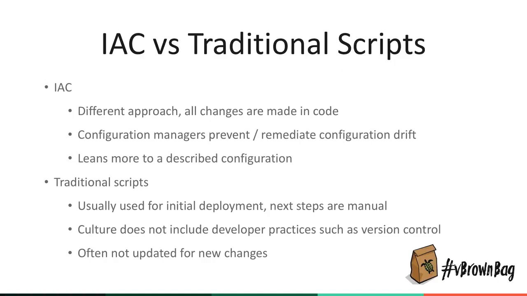Whereas with infrastructure as code, all the changes are made in code. So if I want to update a setting, like a registry setting, you don't log onto the server and change it, you do it in code through your configuration manager. I want to set SSH to only run on protocol 2. Well, I don't SSH in and change the config file and restart the service. My configuration manager now says to do that.